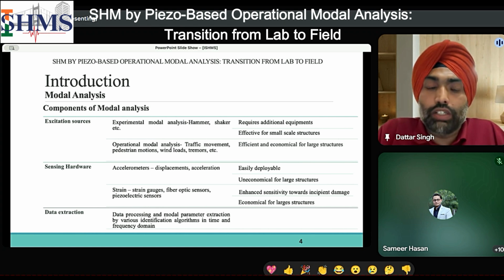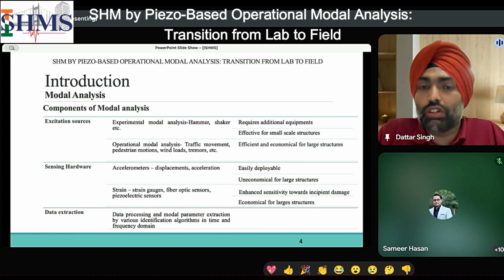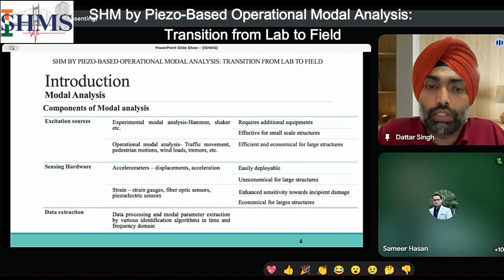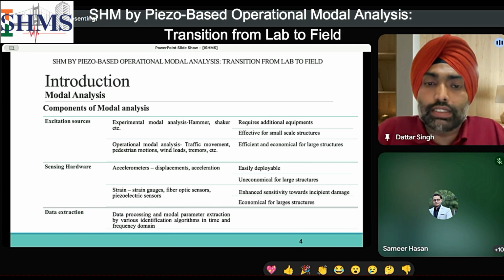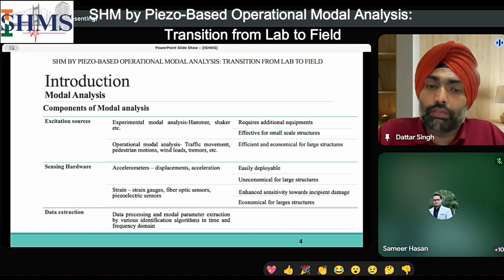Then again, sensing hardware. The most frequently measured parameters are acceleration, displacements, and strains. So we can have accelerometers for getting the acceleration, then the corresponding displacement modal parameters from that. And we can have sensors such as strain gauges, fiber optic sensors, and piezoelectric sensors, which can measure static or dynamic strains.